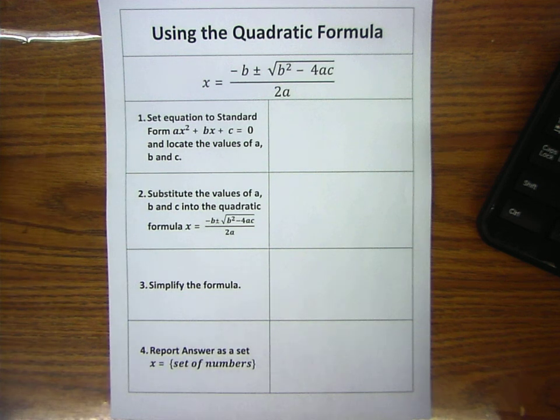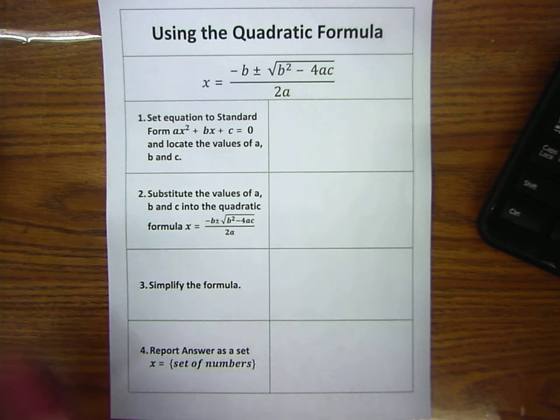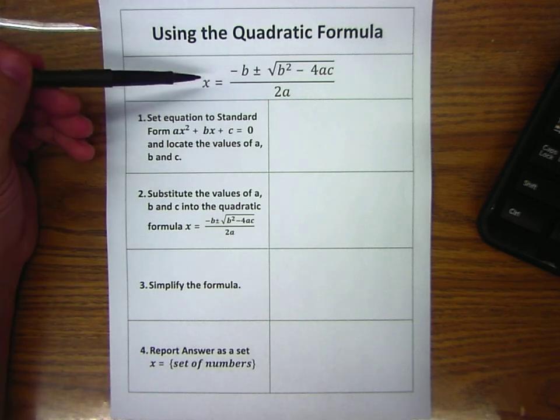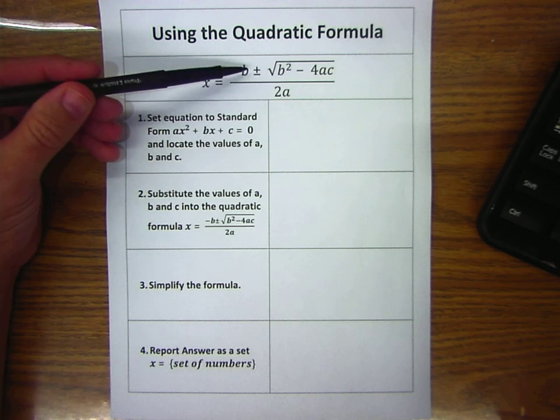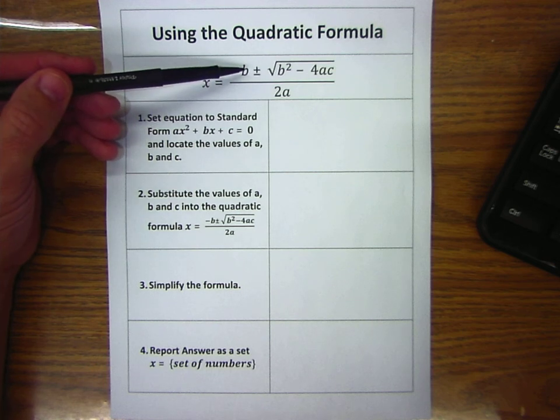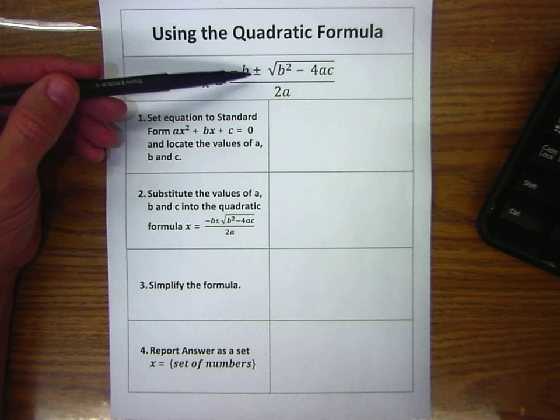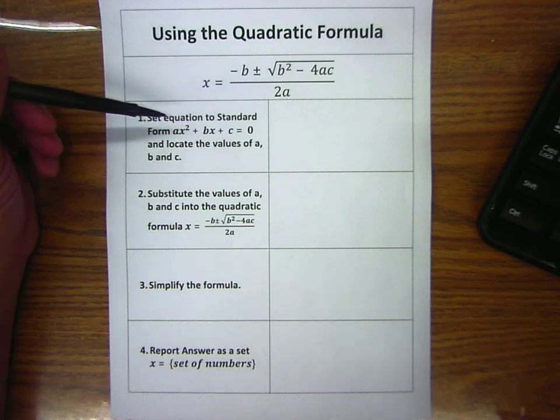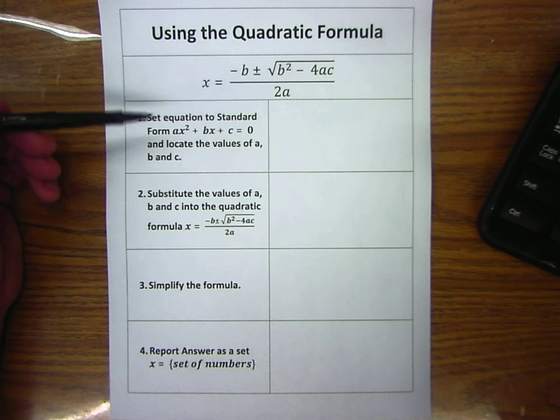Okay, using the quadratic formula is relatively simple. The quadratic formula is this formula that has been developed that will allow you to plug in values for a, b, and c into this formula and get the values of x that will make the quadratic equation equal to 0 in standard form.